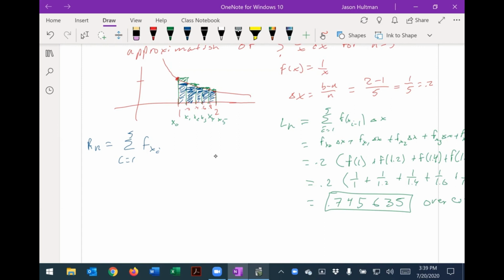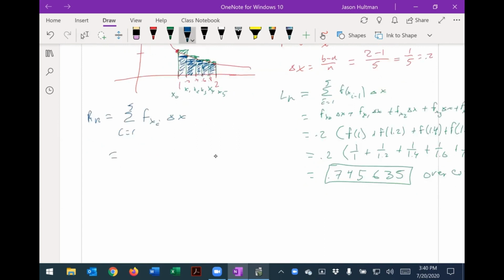Okay, times delta x. So we're going to use 0.2 times f of 1.2 plus f of, we're going to start at x1 and go to 5, right? Okay, maybe I won't skip that step. f of x1 plus f of x2 plus f of x3. I just factored out the delta x, so that's okay with you. Plus f of x sub 4 plus f of x sub 5, right?